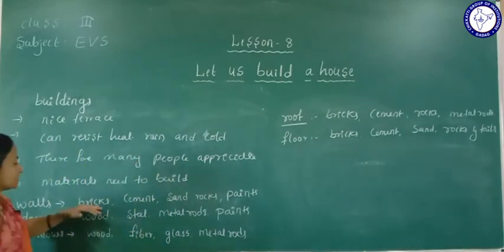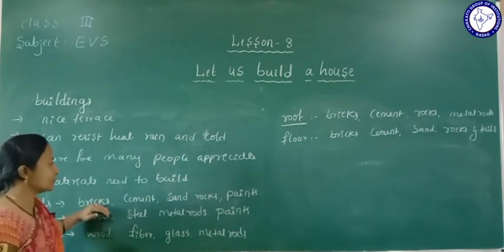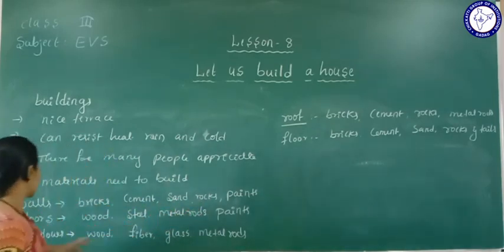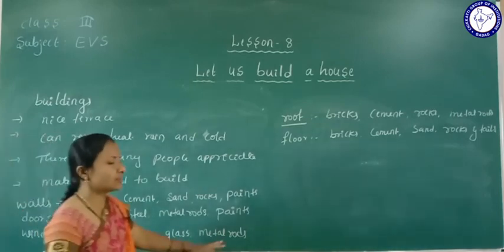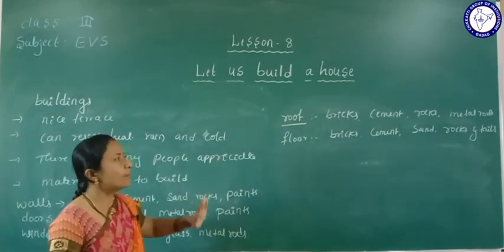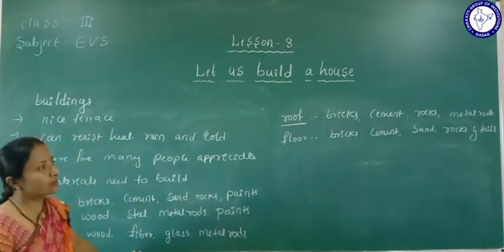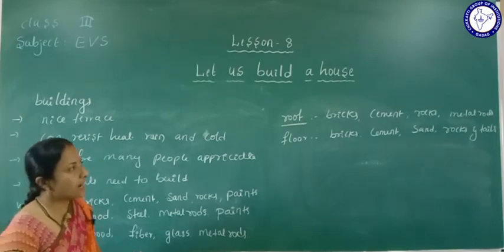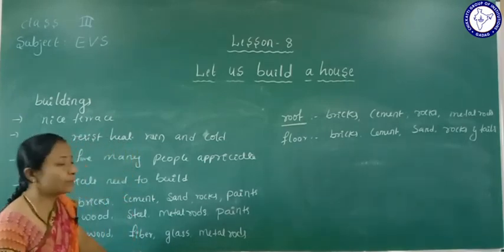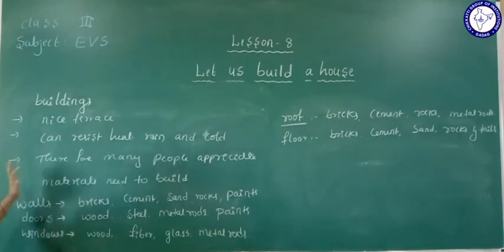So what are the materials needed for the wall here? Bricks, cement, sand, rocks and paints. For doors we use wood, steel, metal rods and paints. Windows, wood, fiber, glass and metal rods. Roof, bricks, cement, rocks, metal rods. And the floor, bricks, cement, sand, rocks and tiles. So these are all the different materials used to build houses: walls, doors, windows, roof and floor.